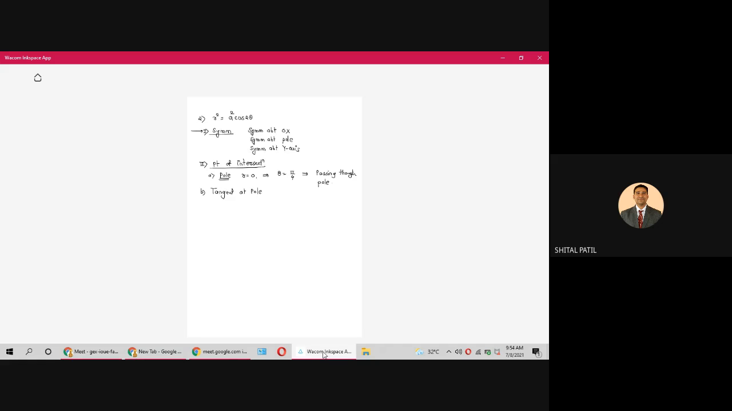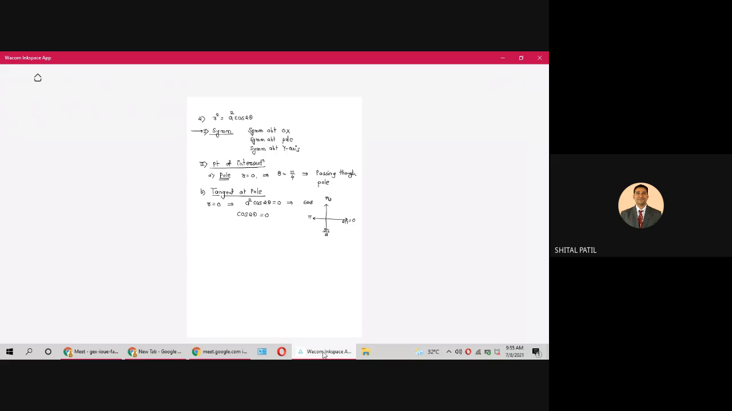Then tangent at the pole. Now our aim is to find the tangent to the curve at the pole. So what is the procedure? We have to substitute r equal to 0. That is a square cos 2 theta. Now write with me. Cos 2 theta equal to 0. Now when cos is 0, this is 0 degree, this is pi by 2, this is pi, 3 pi by 2, again it will be 2 pi, and so on. We can write the different angles.